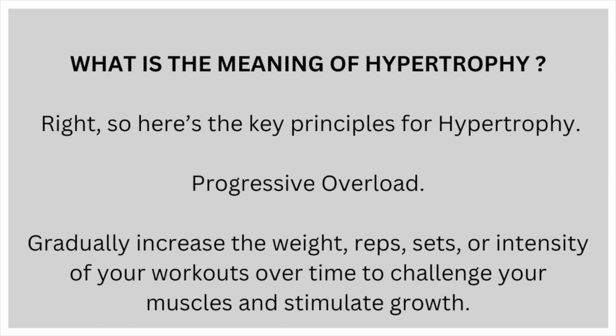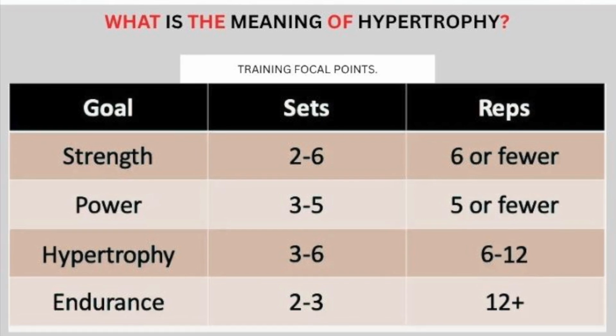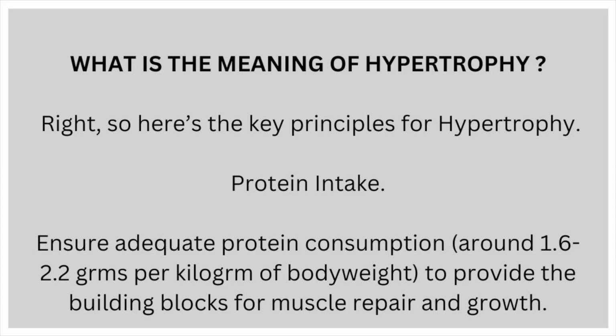You can try and improve your techniques and increase time under tension with every rep. Right, so here's the key principles for hypertrophy. Progressive overload. Gradually increase the weight, reps, sets, or intensity of your workouts over time to challenge the muscle and stimulate growth. Protein intake. Ensure adequate protein consumption, around 1.6 to 2.2 grams per kilogram of body weight, to provide building blocks for muscle repair and growth.